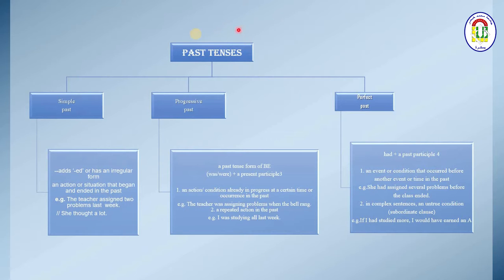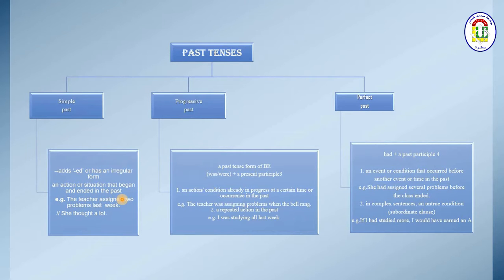We start with the past tense. The past tense, we have the simple past, progressive past, and perfect past. So, we start with the simple past. The simple past, the rule says that normally we add ed to the stem to have the past, or we have an irregular form for the verb, and it depends. The use of this simple past is to express an action or situation that began and ended in the past.